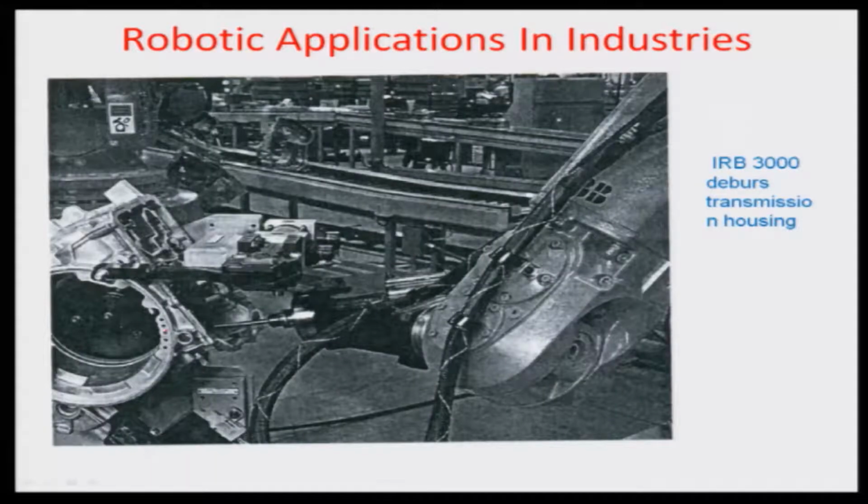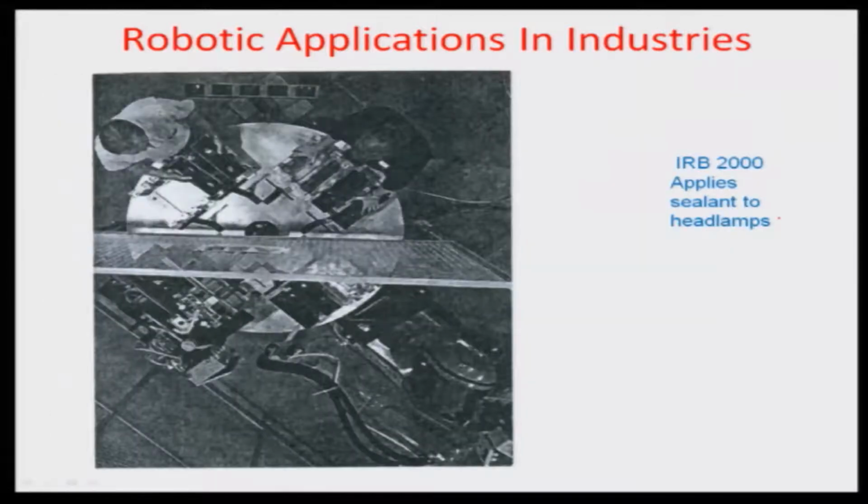Again a deburring robot, IRB 3000, which is deburring transmission housing, very important for assembling gearboxes onto the engines. So this is another fundamental robotic application for industries.